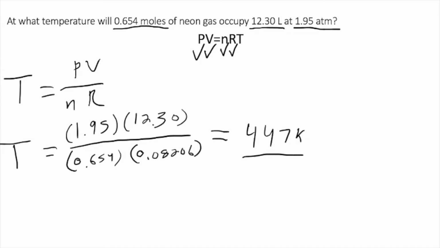So you can see all we really had to do here was plug in the numbers and determine what the final answer was. And all we did to do that was rearrange the formula. So that's pretty much all the ideal gas law is: rearranging the variables in a way that you isolate what you want to find.